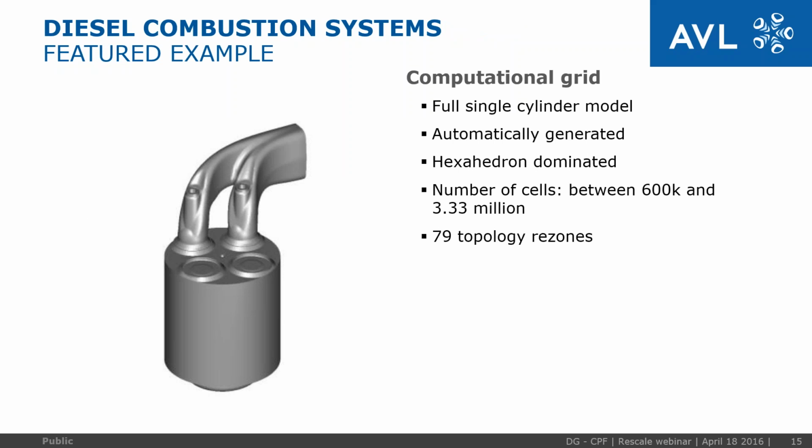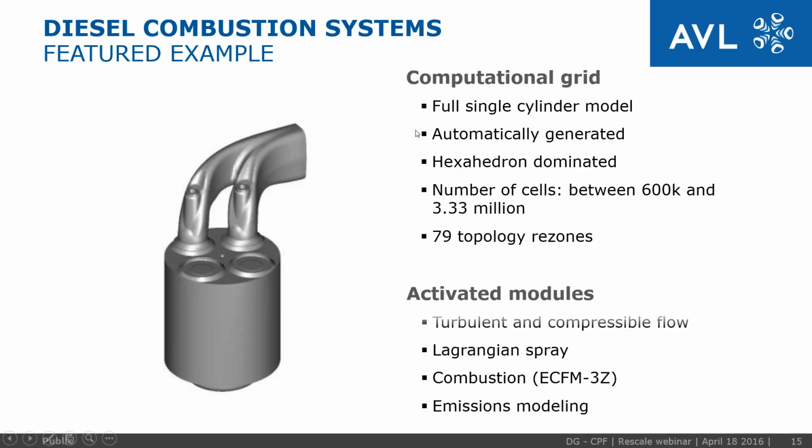The example that has been used is a full single-cylinder model automatically generated in the preprocessor of AVL Fire. And due to the problem's transient nature, we have a varying number of cells between 600,000 and 3.3 million, including 79 rezones.